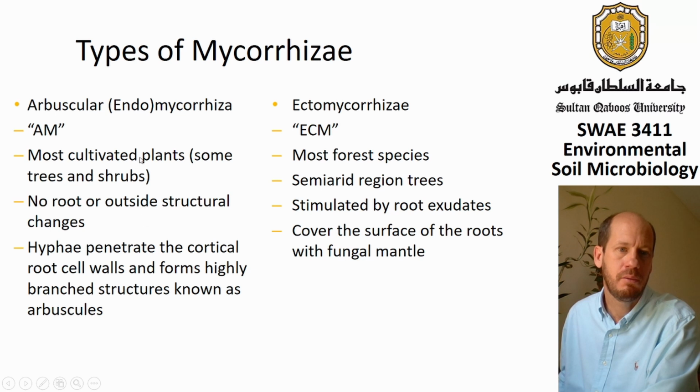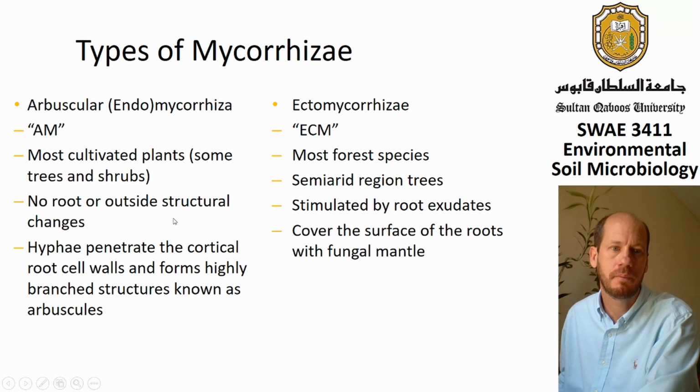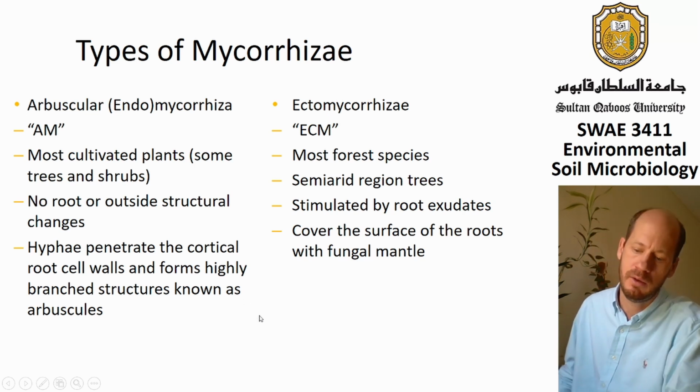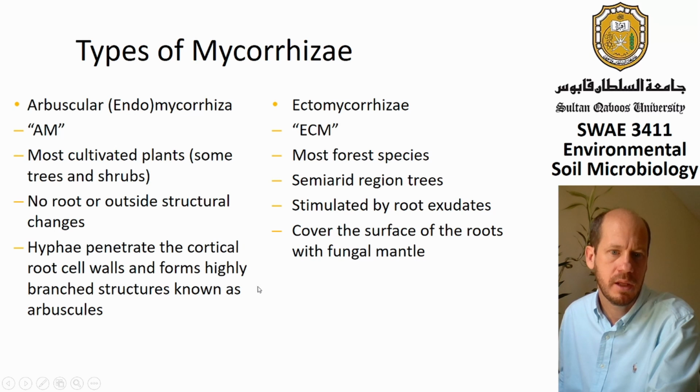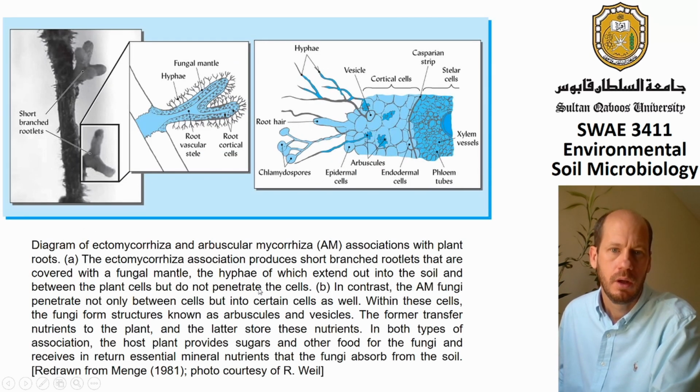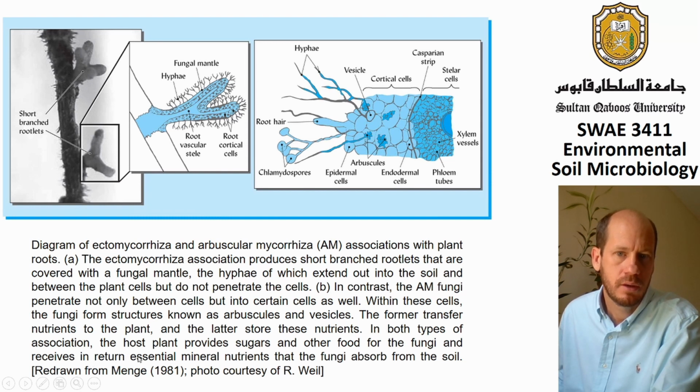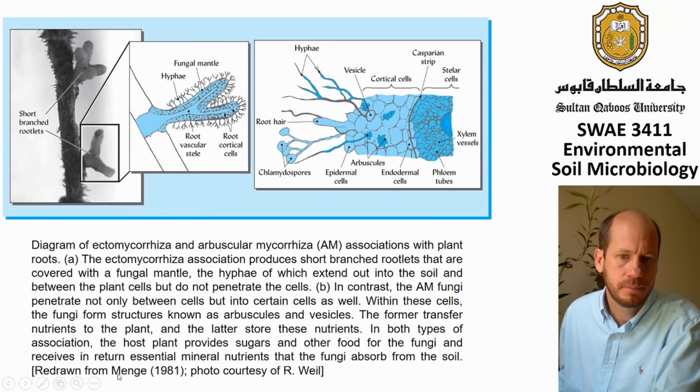So the arbuscular mycorrhizae are a bit like parasitic fungi, but at the same time they are not harming the plant. They're just using these arbuscules as a way of interchanging nutrients with the plant, taking some carbon molecules out and giving minerals to the plants at the same time. Here are some drawings showing the colonization of the roots by these endomycorrhizae and ectomycorrhizae.